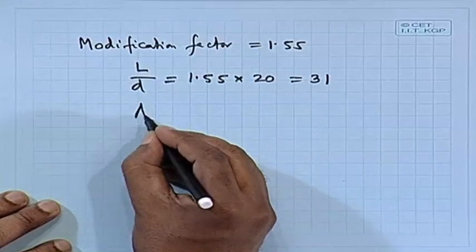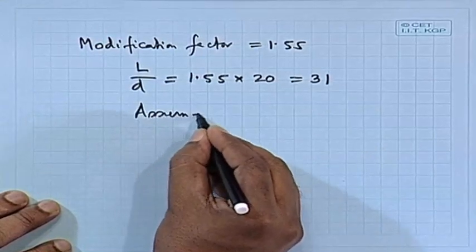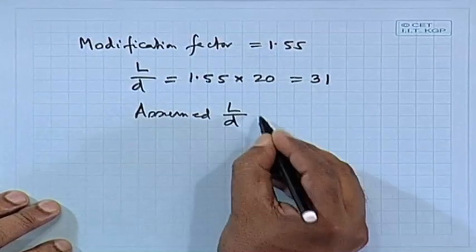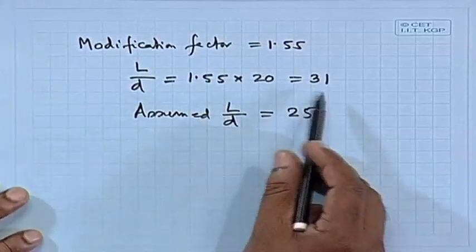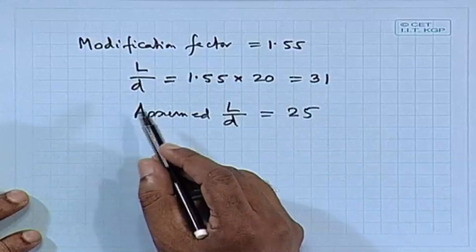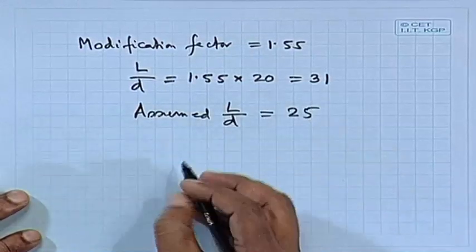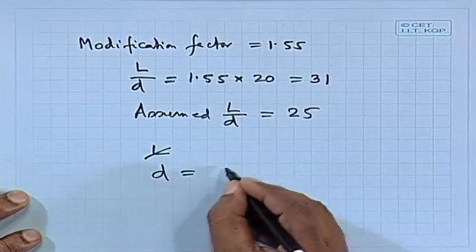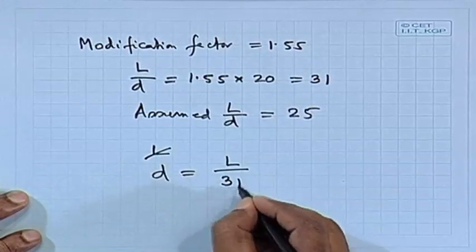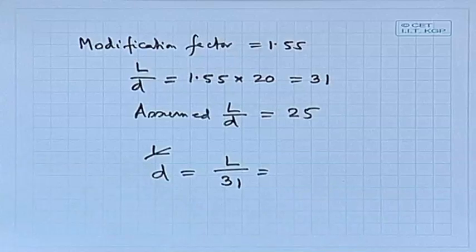We started by assuming L by D as 25. So, from here we can say that we can further reduce the D. In this case, D will be equal to L by 31.